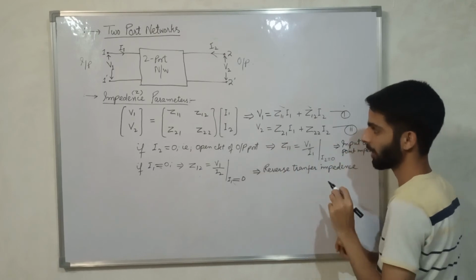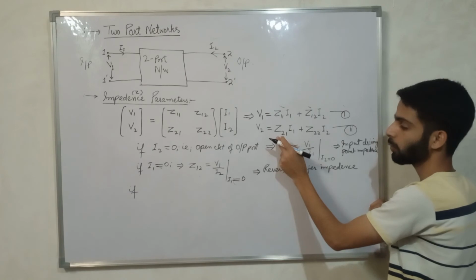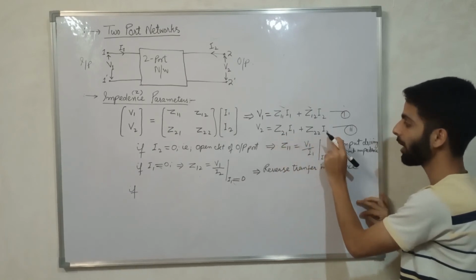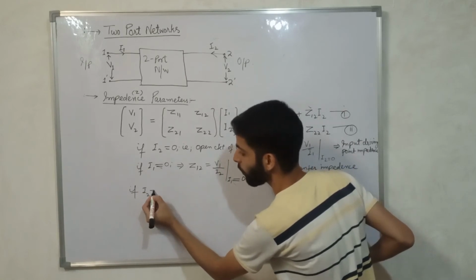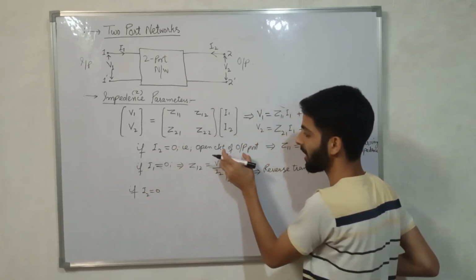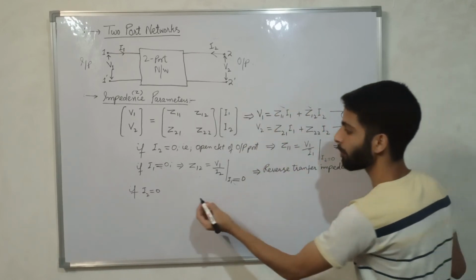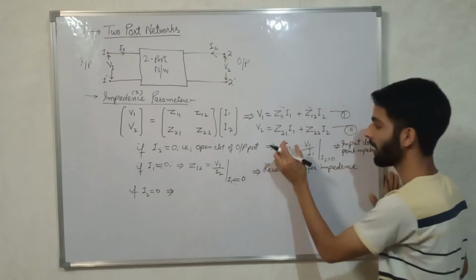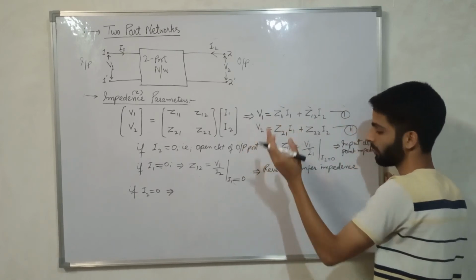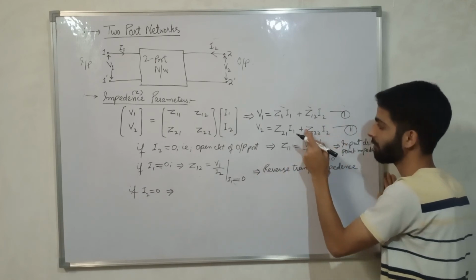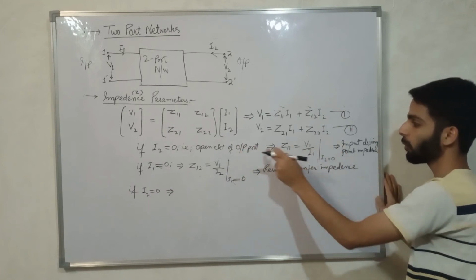Let us come to equation second. To find Z21, we have to make I2 equal to 0. If I2 equal to 0, same as this condition, open circuit of output port. Only this expression will last, this V2 will automatically last, and this expression will be wiped out since I2 equal to 0, that is open circuit of output port.